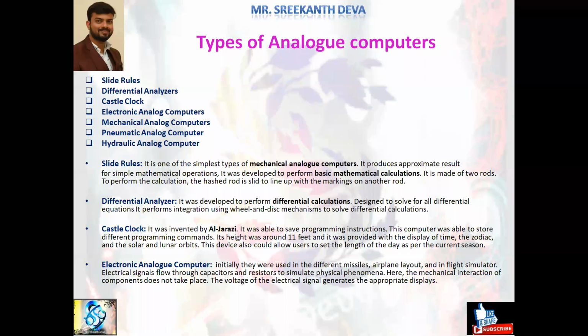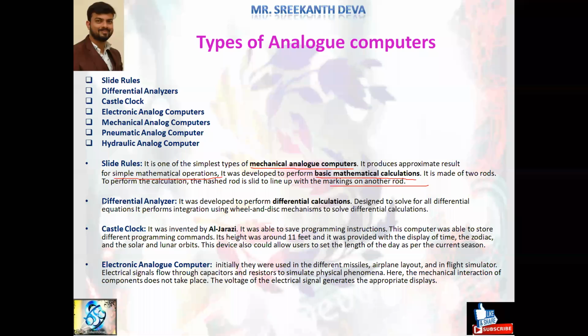Coming to slide rules, it is one of the simplest types of mechanical analog computers. It produces approximate results for simple mathematical operations. So using slide rules, we can calculate simple mathematical operations. The main intention for developing slide rules was basic mathematical calculations. They used two rods to perform the calculation. The sliding rod is slid to line up with the marking on another rod, like that.